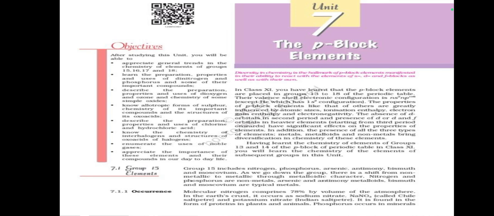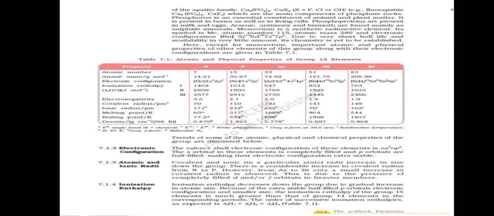Phosphorus occurs in minerals of the apatite family, Ca9(PO4)6·CaX2, where X is F, Cl or OH. For example, fluorapatite, Ca9(PO4)6·CaF2, which are the main components of phosphate rocks. Phosphorus is an essential constituent of animal and plant matter. It is present in bones as well as living cells. Phosphoproteins are present in milk and eggs.